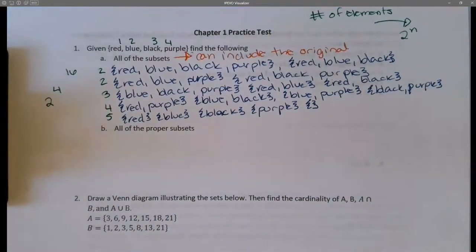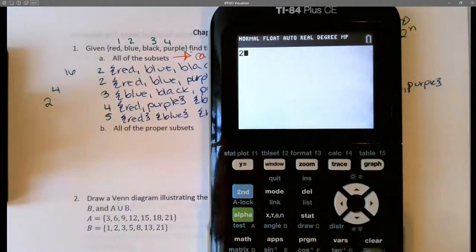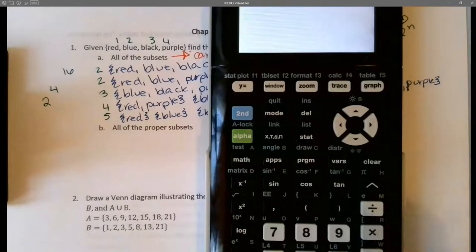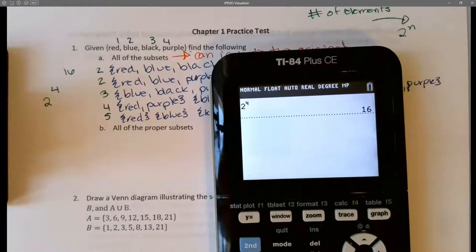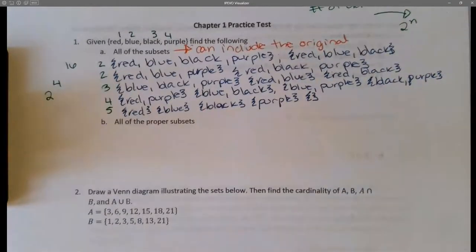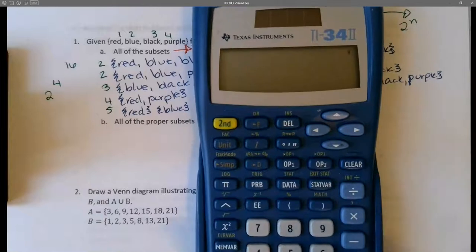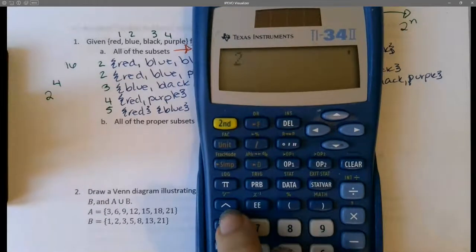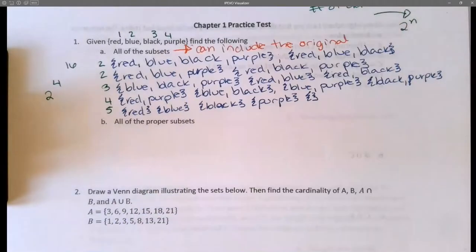power. If I am using a TI-84, I would do 2, this button for exponent, to the 4, which gives me 16. If I am using one of the TI-30s, it's in a different spot. So this is a TI-34. I would type 2. The exponent button is diagonal from the 7, and then 4, which gives me 16 again.